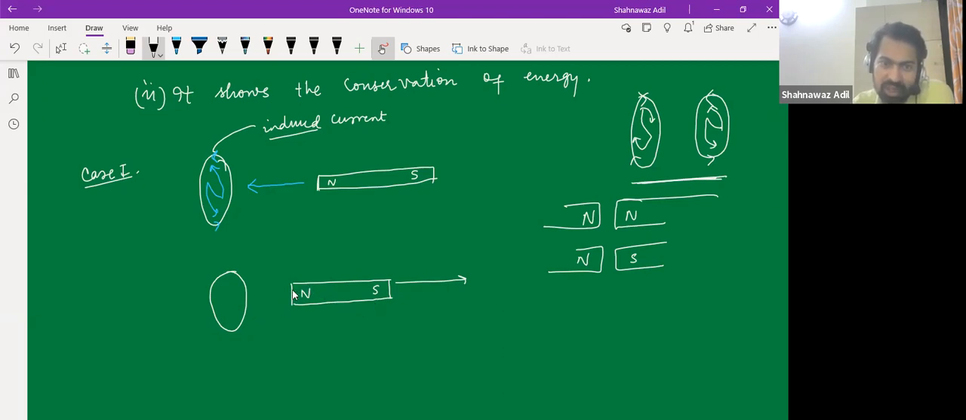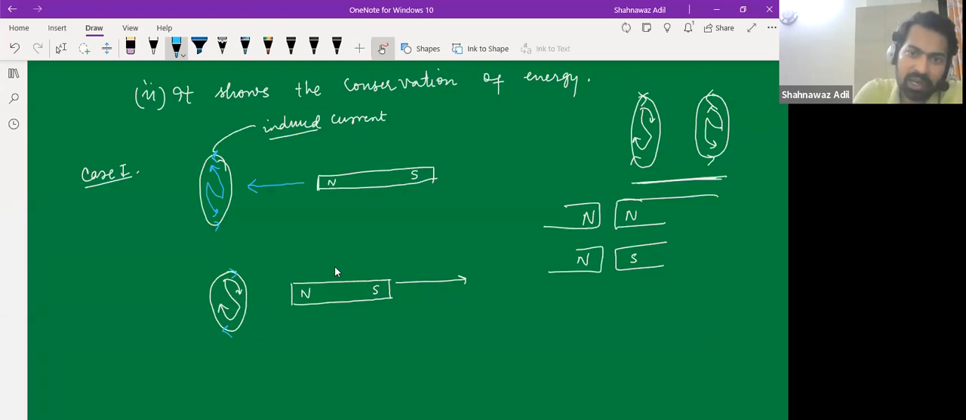So you guys tell me, should it attract or repel? This is going away, so what should it do? It should attract, right? If it is attracting, what pole should be generated here? South. So this is south, in this direction. Is this point clear to you guys? Yes.